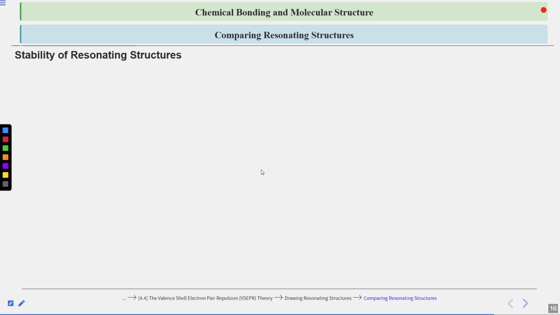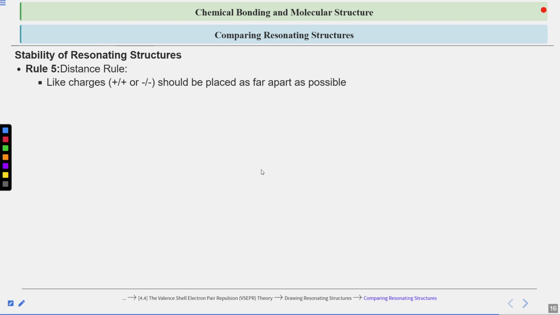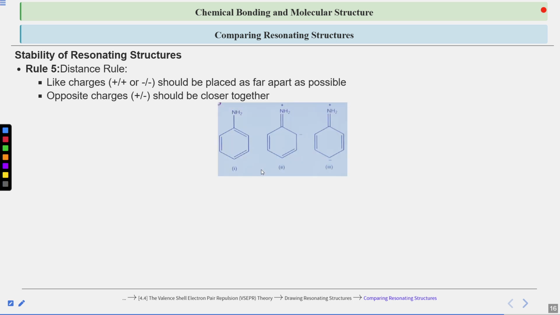Now moving on to the next one, which is the distance rule. The like charges should be away from each other, and the unlike charges should be closer to each other. So the opposite charges should be closer to each other. Now let us take an example and try to compare the stability of these 3 resonating structures. So how can we compare them? We will look at all of those rules one by one.